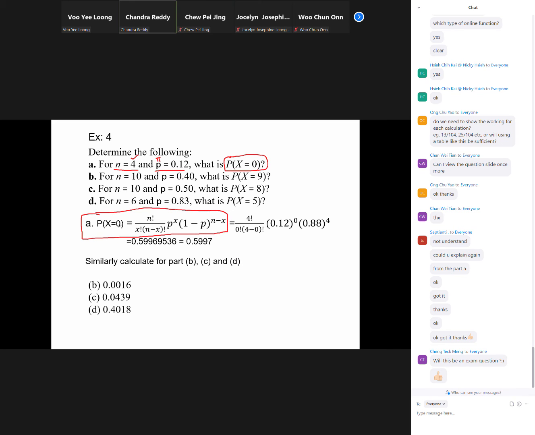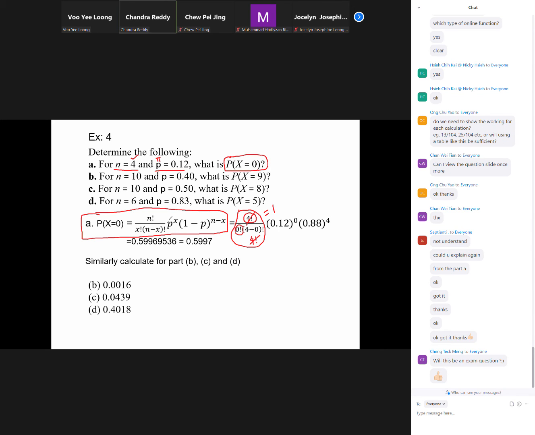The probability of X getting 0: we first do the combinations, factorial N over X factorial into N minus X factorial. N is 4, so we write 4 factorial. X is 0, so we write 0 factorial, and I told you earlier that 0 factorial is 1. Then 4 minus 0 factorial is equal to 4 factorial. So you can cancel out this 4 and this 4, and factorial 0 is 1. So the whole calculation will give you a value of 1.